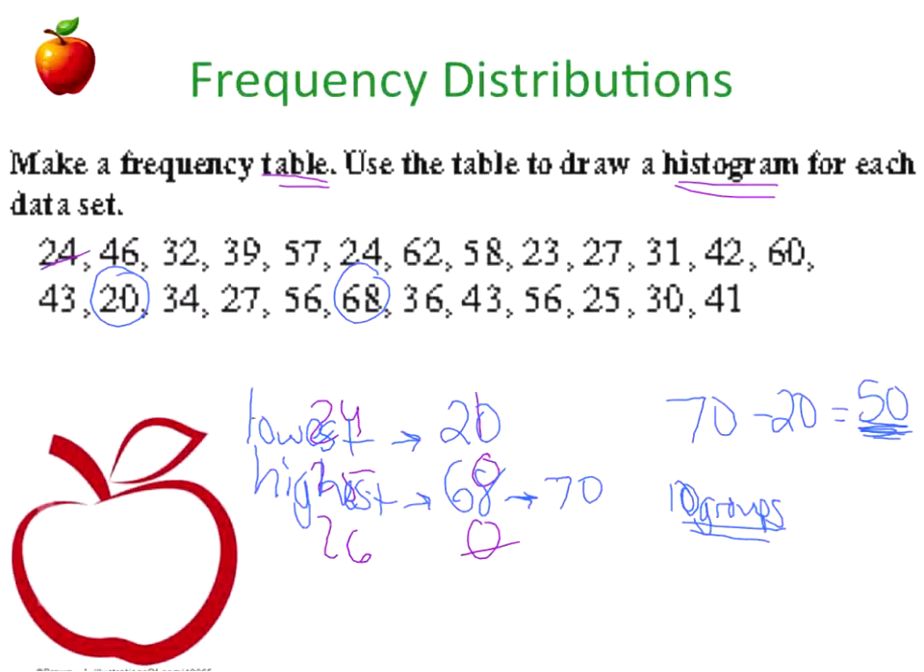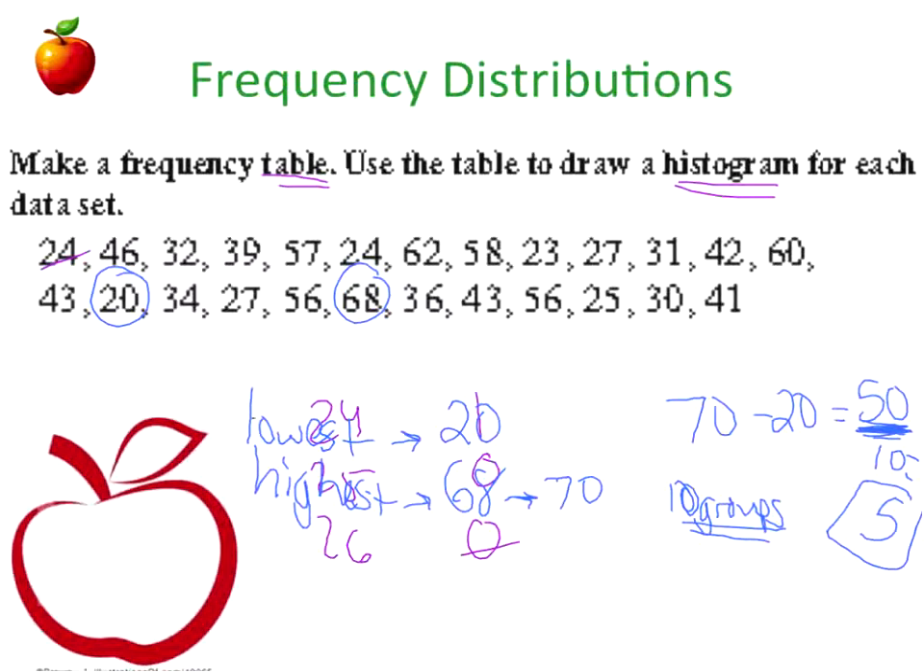We're going to take our total span, which is 50, and divide by how many groups we're going to do. 50 divided by 10 means I'm going to put mine into groups of 5. And when I say 5, here's what I mean. We're going to put 20, 21, 22, 23, 24 together. The first 5 numbers are going to go together. Then we're going to put 25, 26, 27, 28, 29 together. We're going to put them in groups of 5 together.